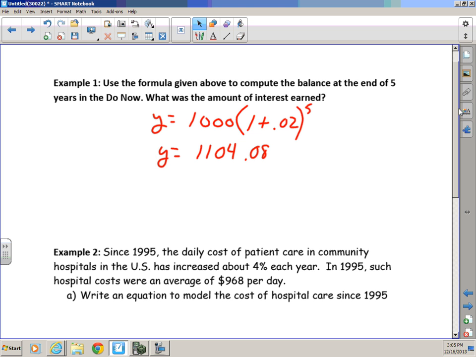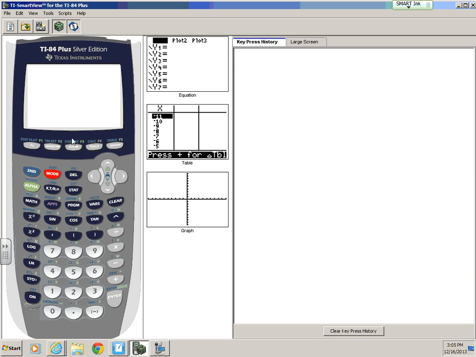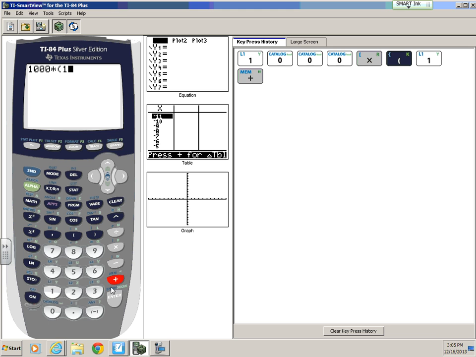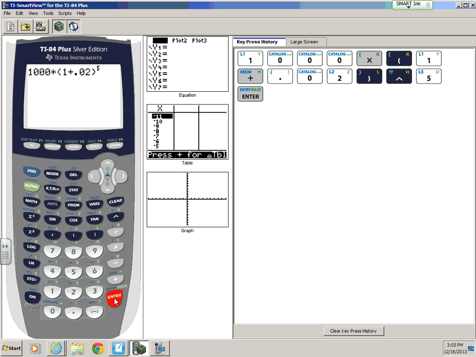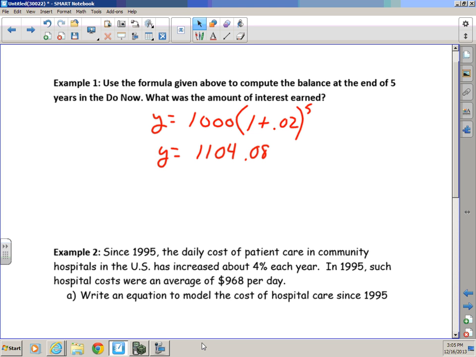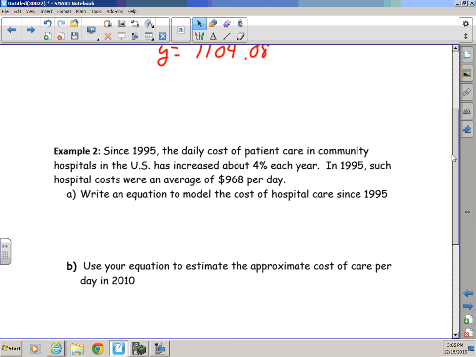Now, on the calculator, how do you do this? It's very straightforward. You go to your calculator. It's all a calculation. So it was $1,000 times, in parentheses, because you want to make sure it does 1 plus 0.02, close the parentheses, to the power of 5, and hit enter, and it gives you your answer. Okay? Most common mistake in these types of problems is not converting the 2% to a decimal. All right, so now let's go to some other problems.